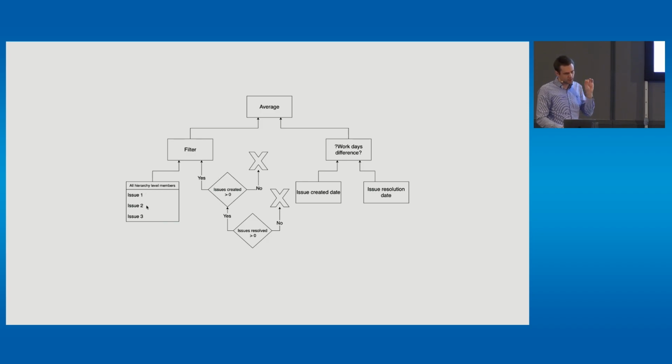So we took the list of issues. We filtered out issues that were created and resolved. Then for those issues, we took the creation date, the resolution date, we got the difference, and from that difference, we got the average, right? So we're just representing the same steps within the report, just in a graphical way. And if you know how to do that, you know that you can visualize the steps you're doing.